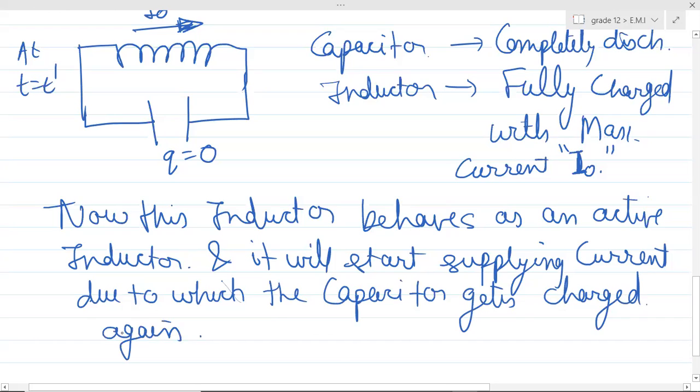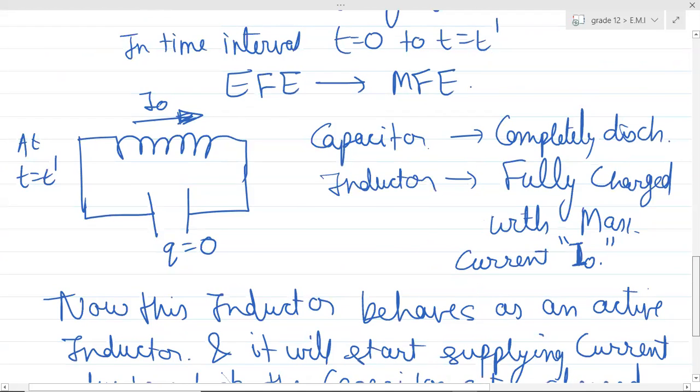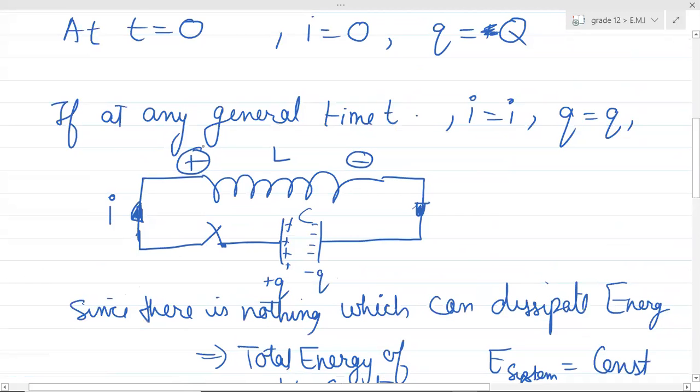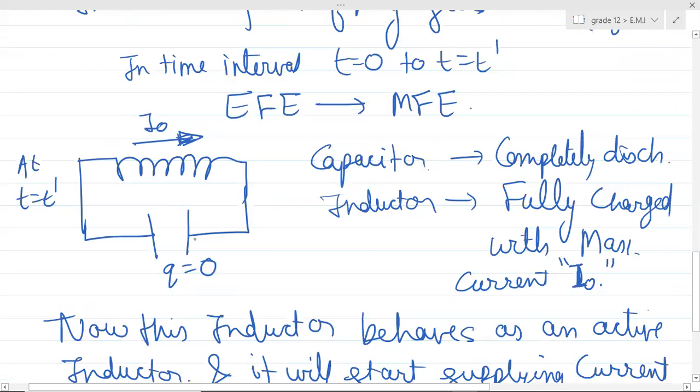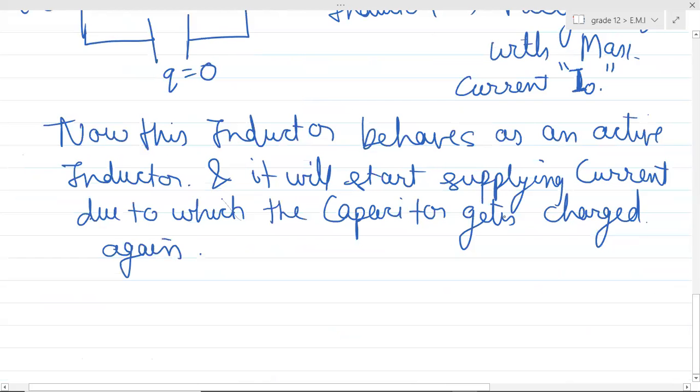Now very importantly, notice this particular thing. See, when the inductor was behaving plus minus, the current was flowing in this direction, yes or no? As soon as this thing gets completely discharged, the current is still in this direction, right? Now the plate which was earlier negative will start becoming positive. So the capacitor gets charged again, but in the opposite polarity now.